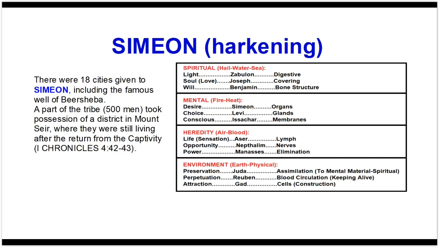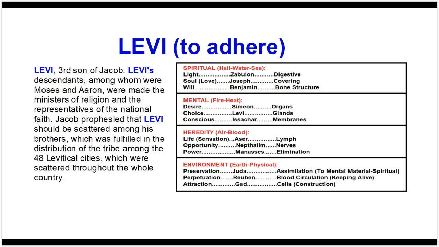There were 18 cities given to Simeon, including the famous well of Beersheba. A part of the tribe, 500 men, took possession of a district in Mount Seir, where they were still living after the return from the captivity. Levi, third son of Jacob. Levi's descendants, among whom were Moses and Aaron, were made the ministers of religion and the representatives of the national faith.